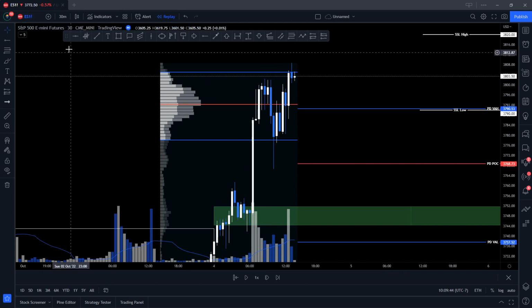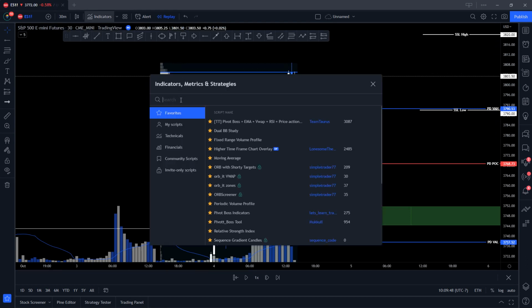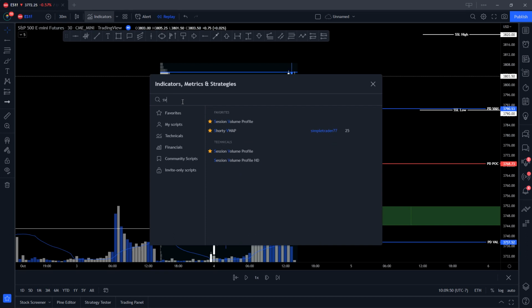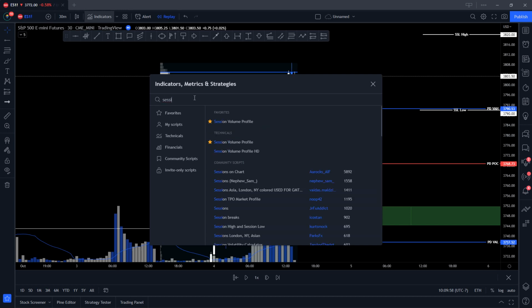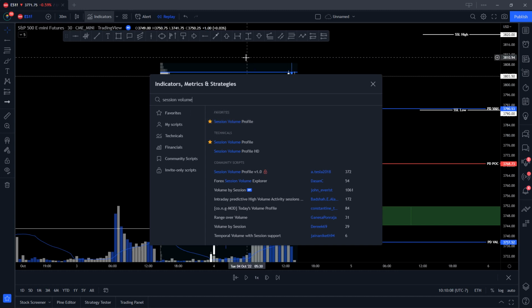Again, once you have your paid account, you want the 30-minute time frame. You're going to go to indicators, search, and search for SVP, which is session volume profile. You can also type in session if you don't like abbreviations. It'll come up there as well. You could put a star next to it, and that will have it go to your favorite indicators, so you don't have to search for it every time.